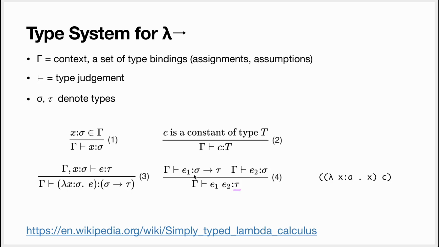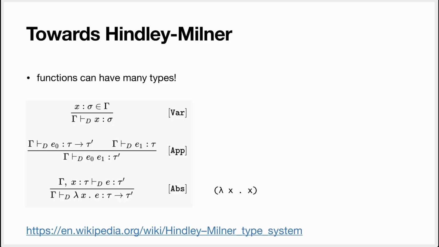Well, this makes sense. e1 is a function from sigma to tau. You give it a parameter sigma, you get back a value of type tau. So none of this should be very surprising. These are the normal rules to get the type of a function and to type the usage of a function. To go towards the full Hindley-Milner type system, we can start by reusing the same rules. We only have 3 rules because the polymorphic lambda calculus does not have constants. Otherwise, it's pretty much the same.